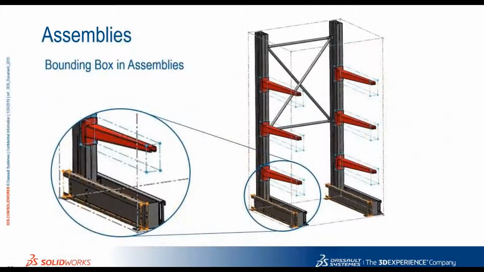Some other enhancements. Bounding boxes were introduced in 2018 for the part level, and they've now been introduced to the assembly level. They're color coded. So the gray box is for the full master assembly. Blue denotes a subassembly within the master, and then orange denotes the part in the master level.